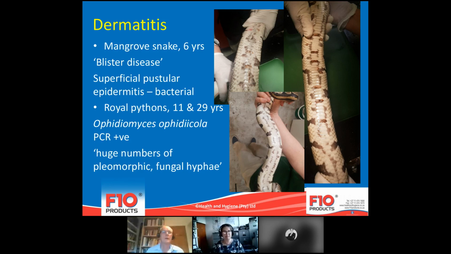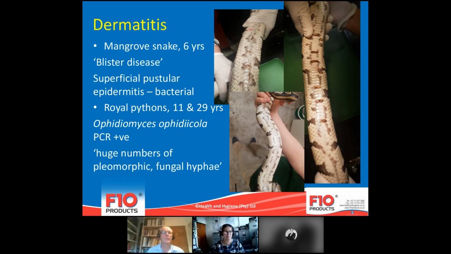This one presented with a brownish discoloration to mostly the dorsal scales, which the keeper said seemed to be spreading. We took a biopsy under local anaesthetic, which came back as a superficial pustular epidermitis, something that's known as blister disease. On culture, we got staph and Pseudomonas. This snake was treated with systemic antibiotics given every 3 days, and at the same time F10 ointment was applied to the lesions and improved really nicely within a couple of weeks.